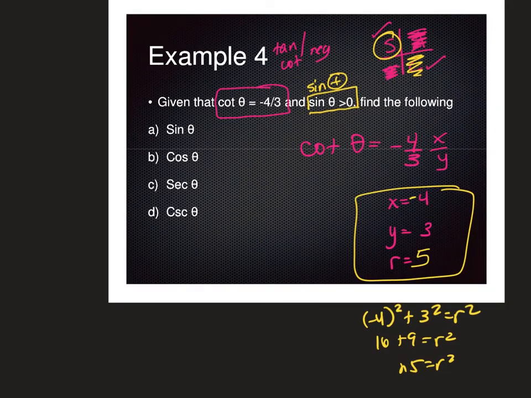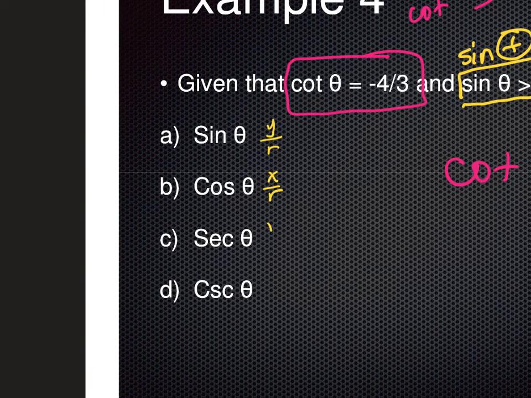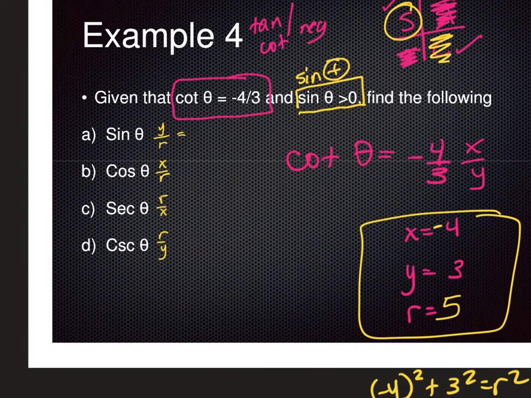If I asked you for these 4 trig functions, sine is y over r, correct? Cosine is x over r. Secant is r over x. And cosecant is r over y. So using what we just figured out here, just by using logic, my sine is 3 over 5. My cosine is negative 4 over 5. My secant is 5 over what? Negative 4. And my cosecant is 5 over 3.